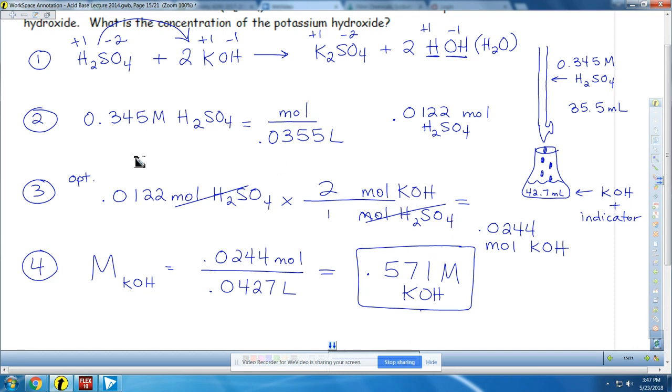So even if you don't want to write this, I can live with that. But you at least need to consult the ratio in the balanced equation so that you can get from moles of known solution to moles of unknown. I'm okay if you don't show that third step. But then in the end, I would show the molarity of the unknown is moles per liter. Nice, huh? Predictable. They're all set up the same way.